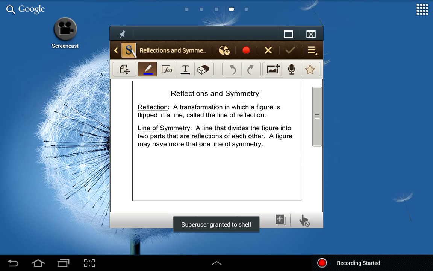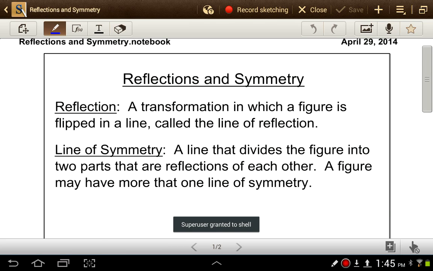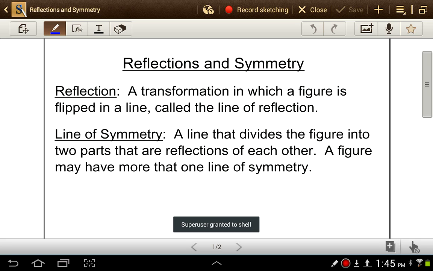Reflections and symmetry. That is our lesson for today. Okay, let's get started. Two definitions here. A reflection is another form of transformation. We started our transformations yesterday. It is a transformation in which a figure is flipped in a line, called the line of reflection. So we flip it over a line, like a mirror image of something.